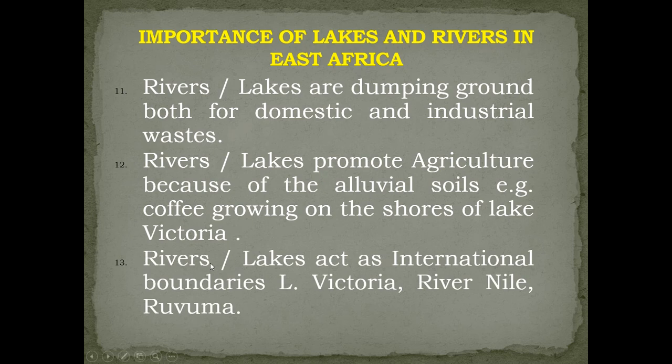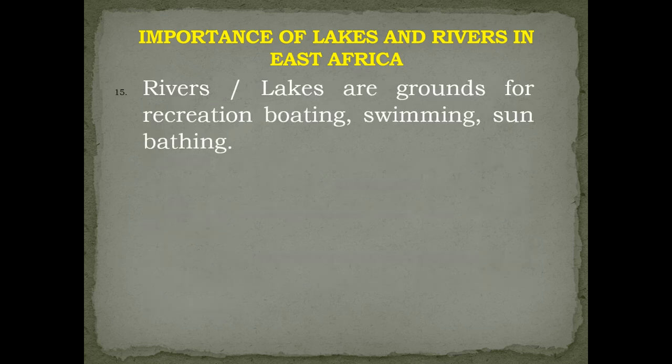Rivers and lakes act as international boundaries. We've already identified this on the map, that Lake Victoria shares the boundary of Kenya, Tanzania, and Uganda. River Nile, the boundary of Uganda and South Sudan. Ruvuma, boundary of Tanzania and Mozambique. So they form international boundaries.